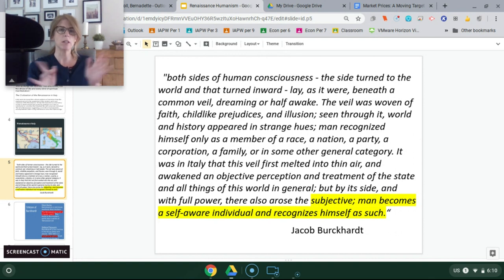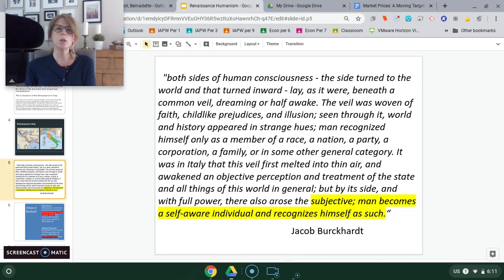He describes Italy during the Renaissance: both sides of human consciousness, the side turned to the world and that turned inward, lay, as it were, beneath a common veil, dreaming or half awake. The veil was woven of faith, childlike prejudices, and illusion. Seen through it, world and history appeared in strange hues. Man recognized himself only as a member of a race, a nation, a party, a corporation, a family, or some other general category.